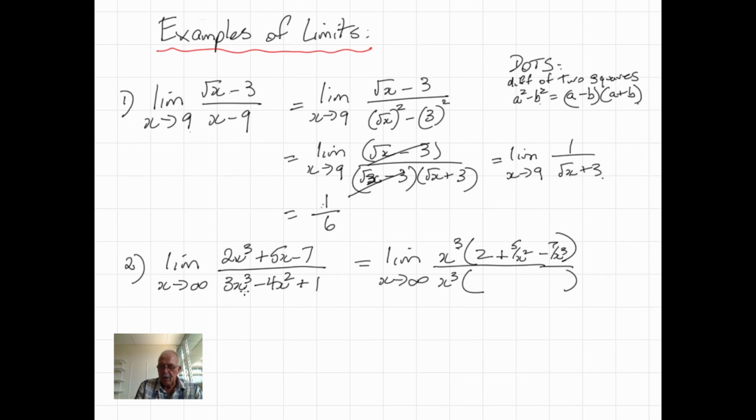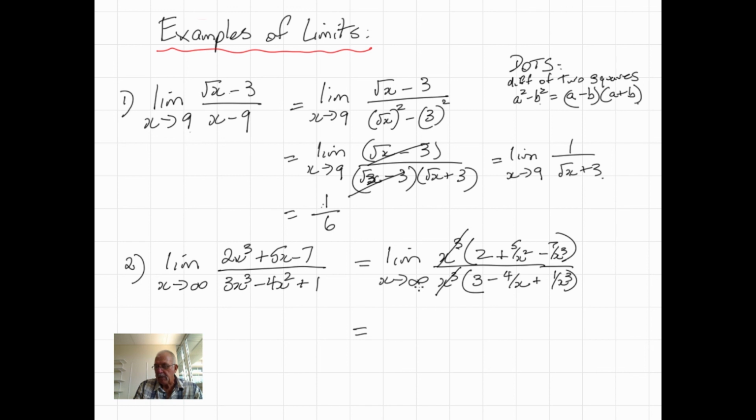Go down to the denominator now. That'll be 3 minus 4 over x. When I multiply x cubed by 4 over x, I'll get 4x squared plus 1 over x cubed. Now, what we can do is say, righto, as x approaches infinity, now before we do that, these will cancel, and we get 1 and 1, so we're just left with that over that.